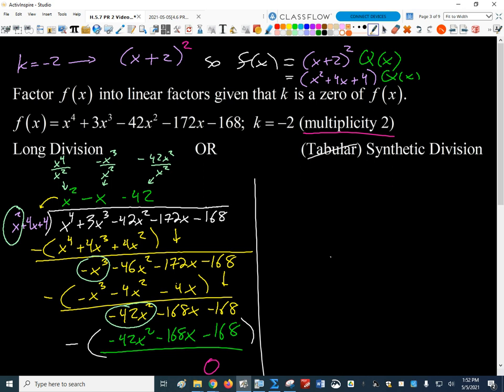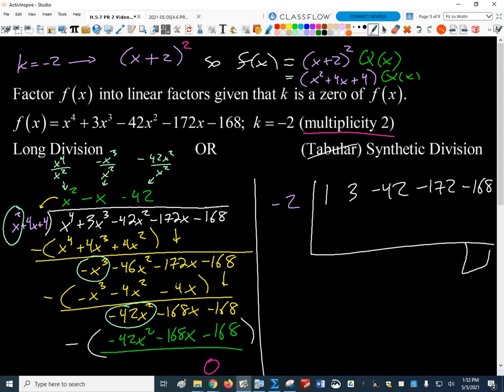So if I want to divide by x plus 2, I have to do it twice, but I'm going to divide x plus 2 into f of x. So out front, does everybody agree I'm going to have a negative 2? That's the 0 of x plus 2, right? And there it is right there. Negative 2 is a 0 with multiplicity 2. So I'll divide that in synthetically. My coefficients are 1, 3, negative 42, negative 172, negative 168. And what goes in the remainder box?